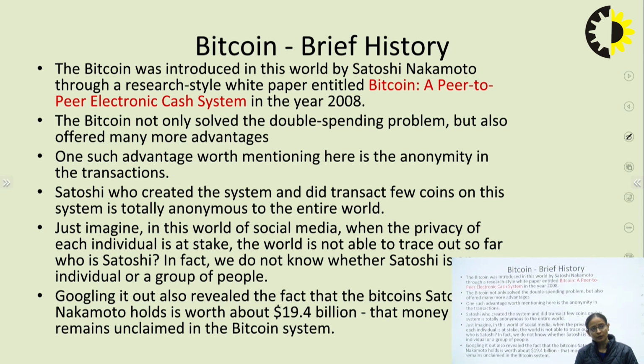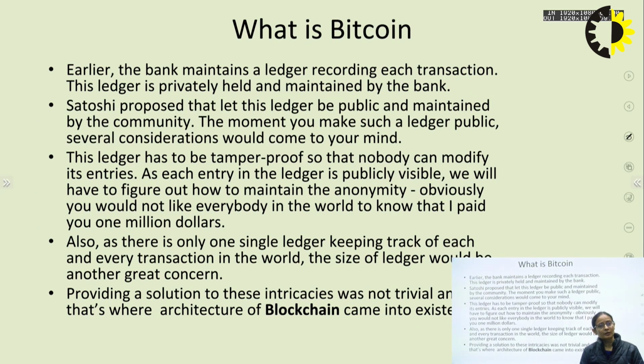If you Google Satoshi Nakamoto and the bitcoins he is holding, his net worth is around $19.4 billion, and this money still remains. So what is a Bitcoin?